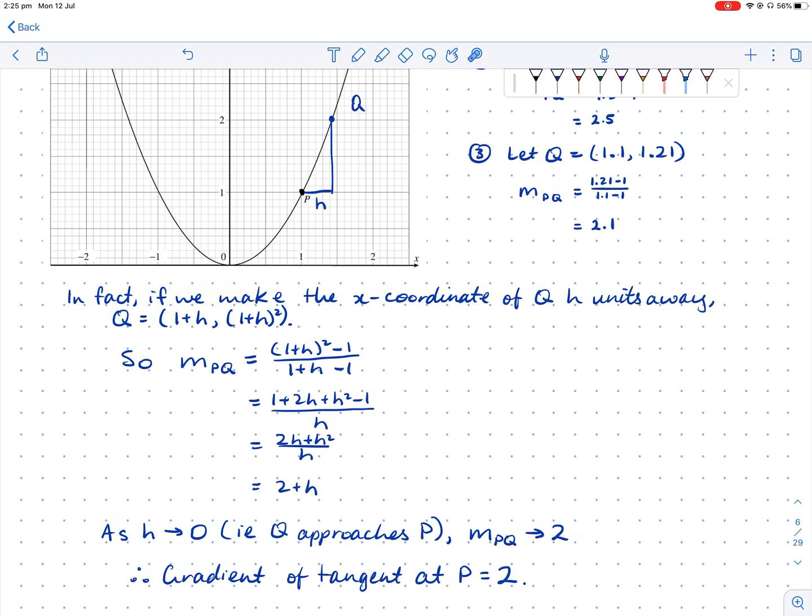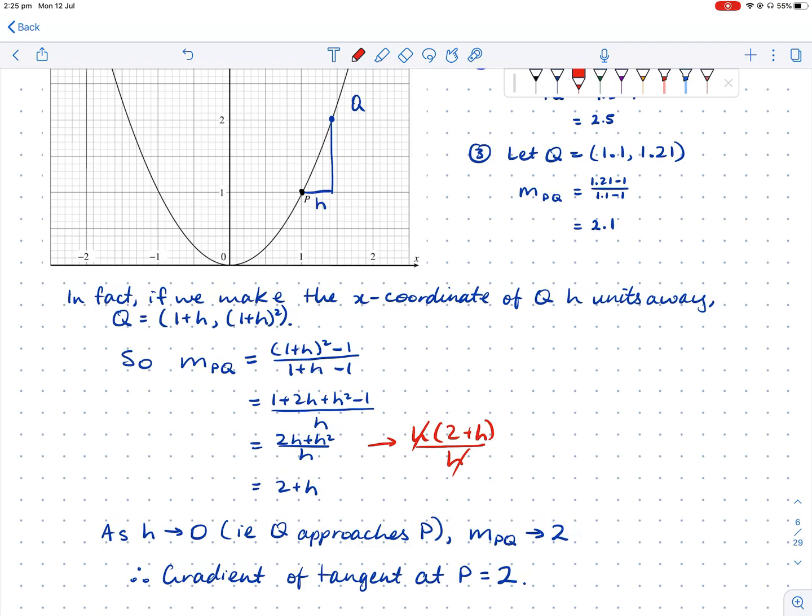If I expand and simplify, the 1s cancel, and then you've got that part left. If I factorize that, then I've got (h squared plus 2h) over h, and what we can then do is cancel the h's, and we end up with 2 plus h.